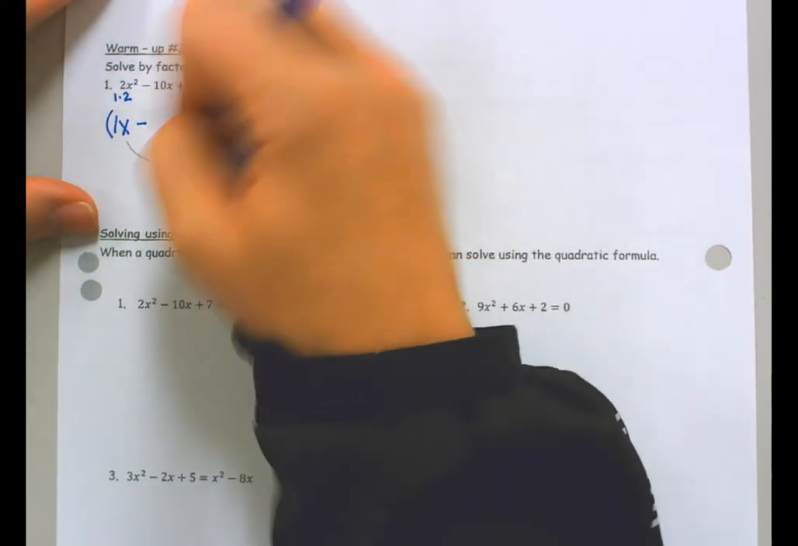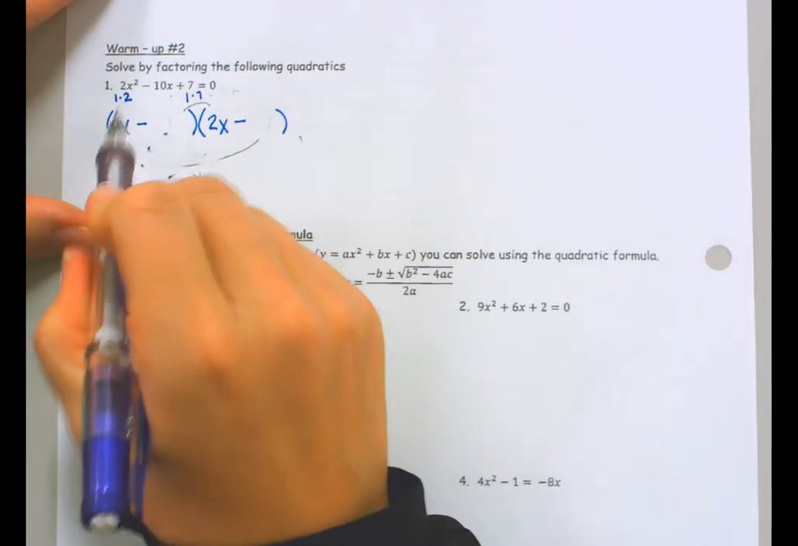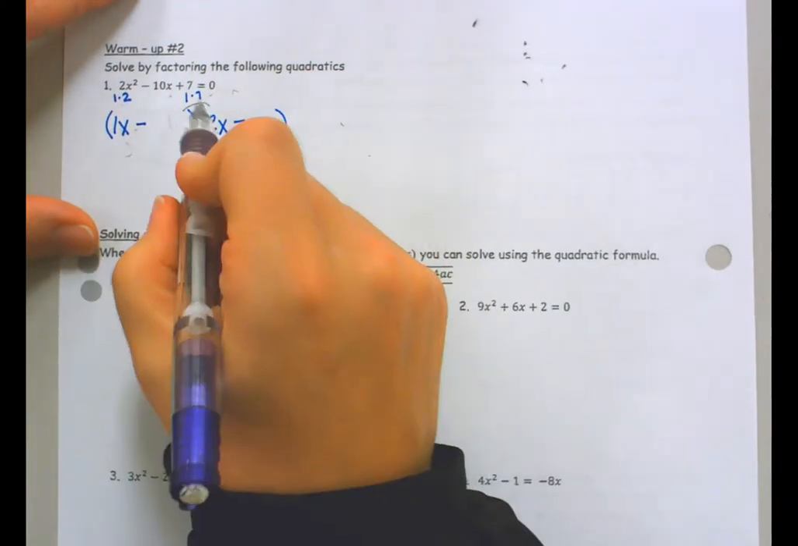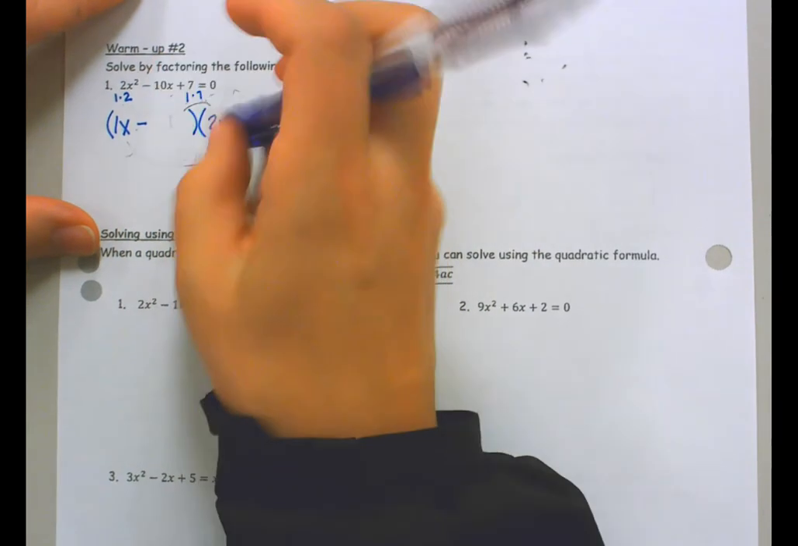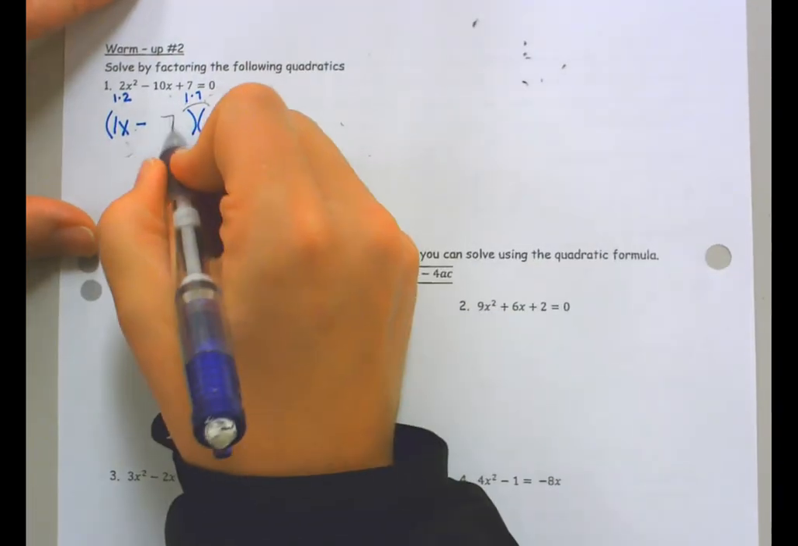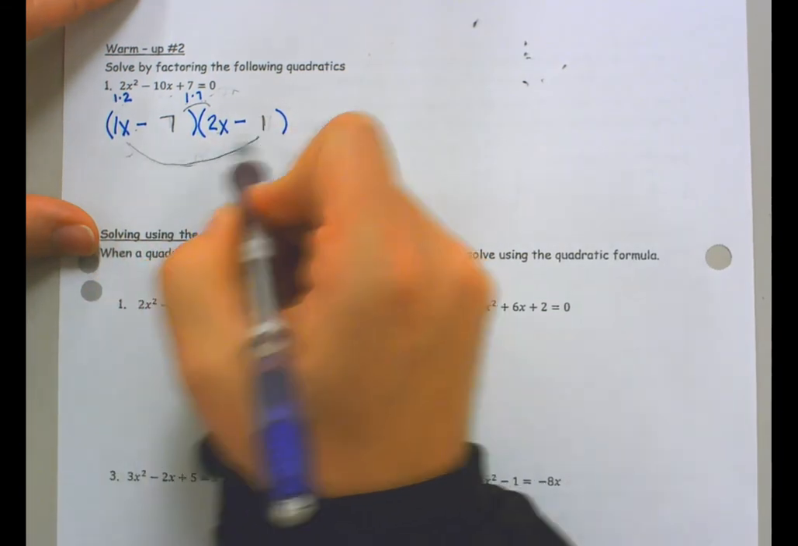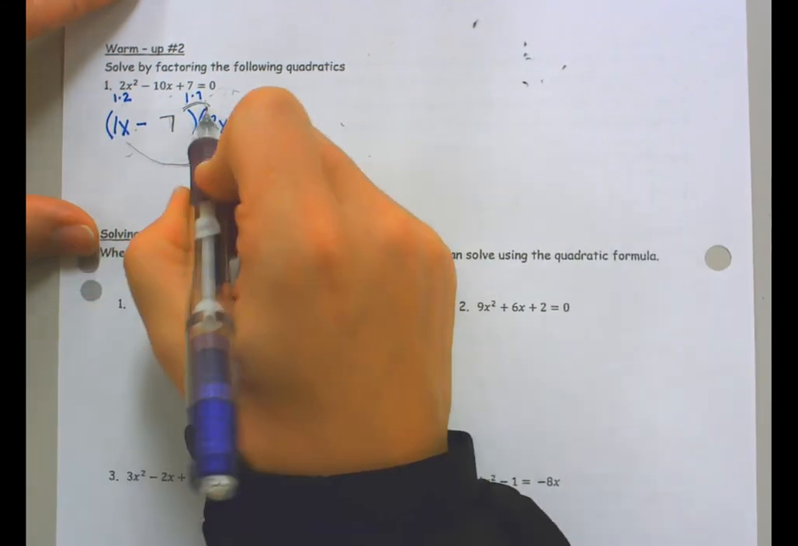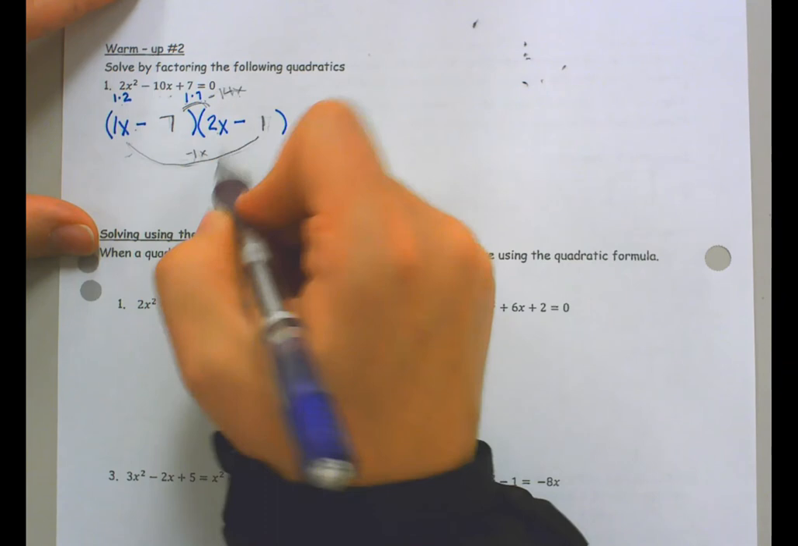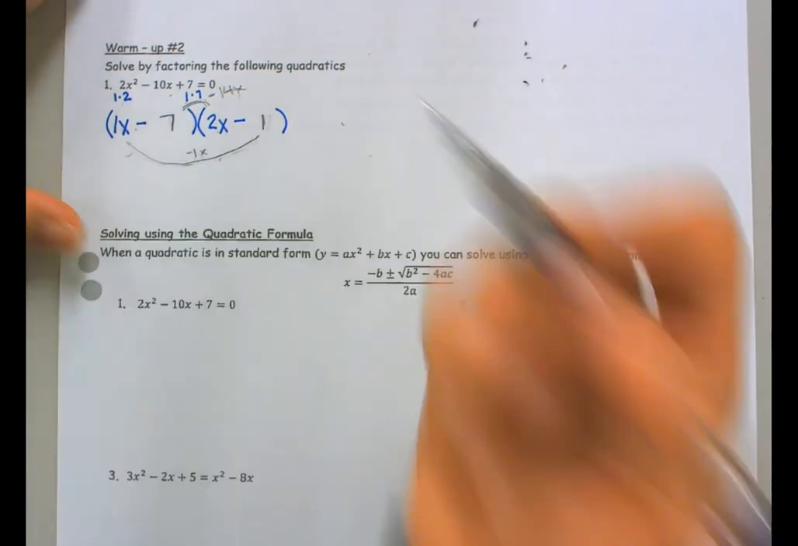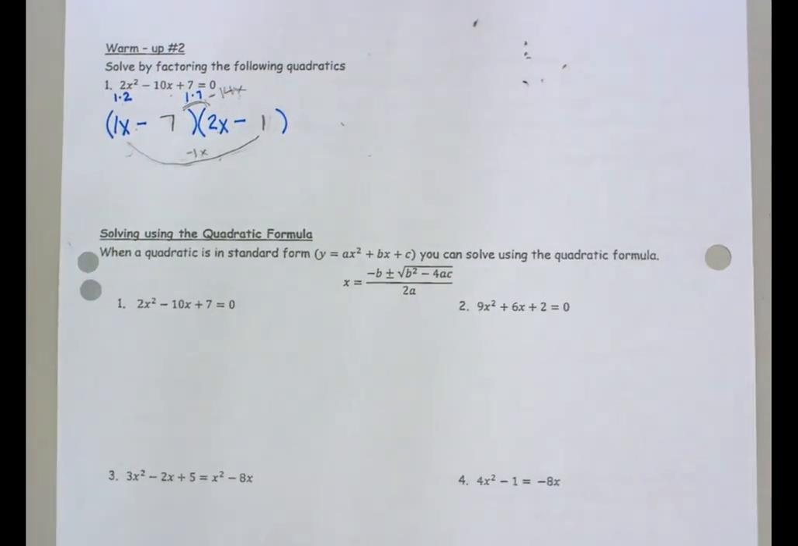So then if I switch, right, I know that these two terms are the only two options for the front, and these are the only two options for the back term. So then the only other option would be if I put the 7 here and the 1 here. And if I did that, I would end up with negative 1x and negative 14x, which also does not add to give me negative 10. So at this point, I could not solve this by factoring.